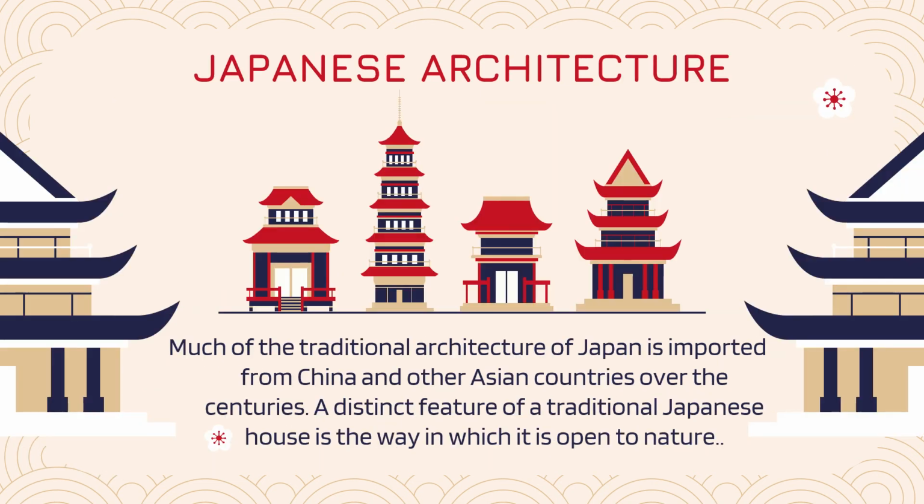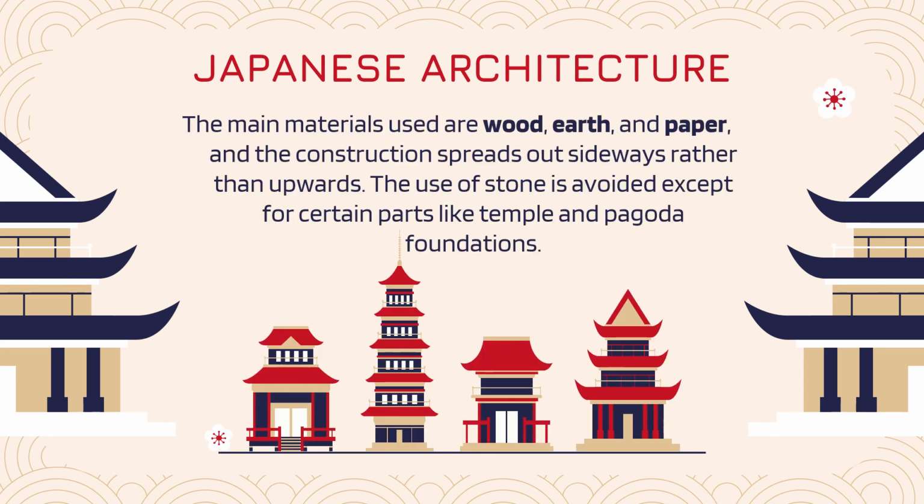Much of the traditional architecture of Japan is imported from China and other Asian countries over the centuries. A distinct feature of a traditional Japanese house is the way in which it is open to nature. The main materials used are wood, earth, and paper, and the construction spreads out sideways rather than upwards. The use of stone is avoided except for certain parts like temple and pagoda foundations.